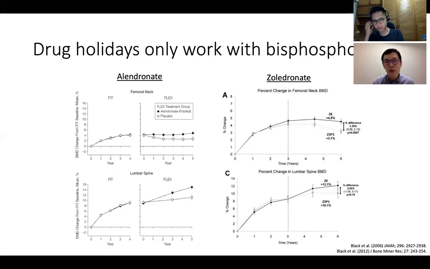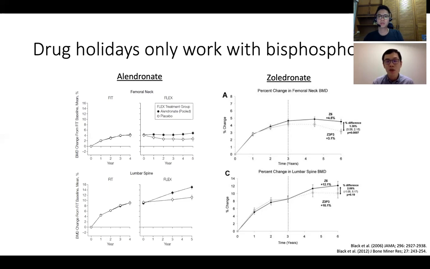So that's why we think that even if you have treated them for a fair period of time, even if we take off the medication for a year, 2 years, or even a bit longer than that, the effect of fracture risk lowering would still be there. Whereas with the other agents like Denosumab, Teriparatide, the effects will be lost immediately after stopping therapy. So that's why drug holidays only work with bisphosphonates, and we consider giving them a drug holiday.